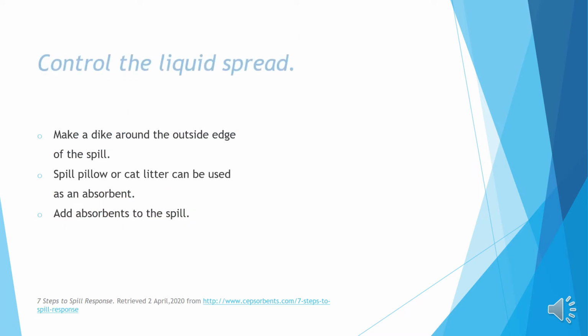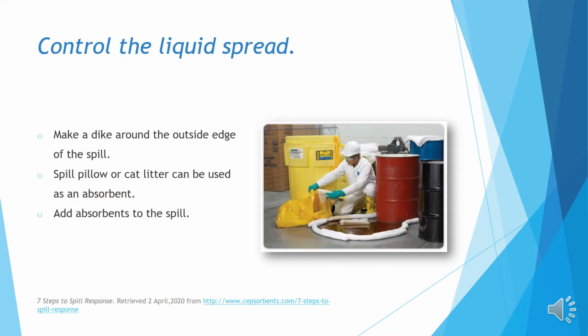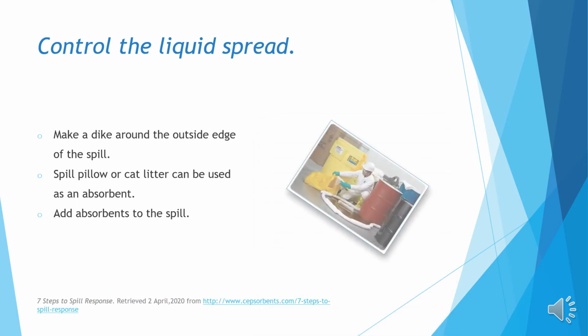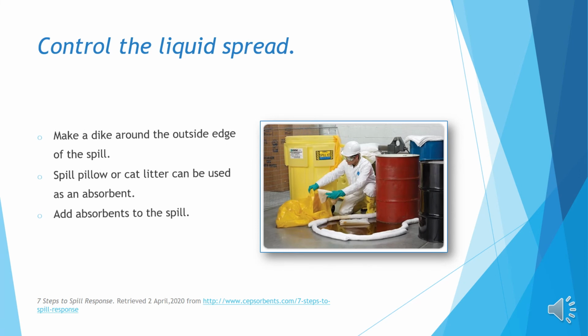Now the question arises of how to control the liquid spread. For instance, make a dike around the outside edge of the spill as shown in the figure. Add absorbents to the spill, working from the spill's outer edge towards the center. Note that special absorbents are required for concentrated chemicals like HF and H2SO4, which are much more hazardous.